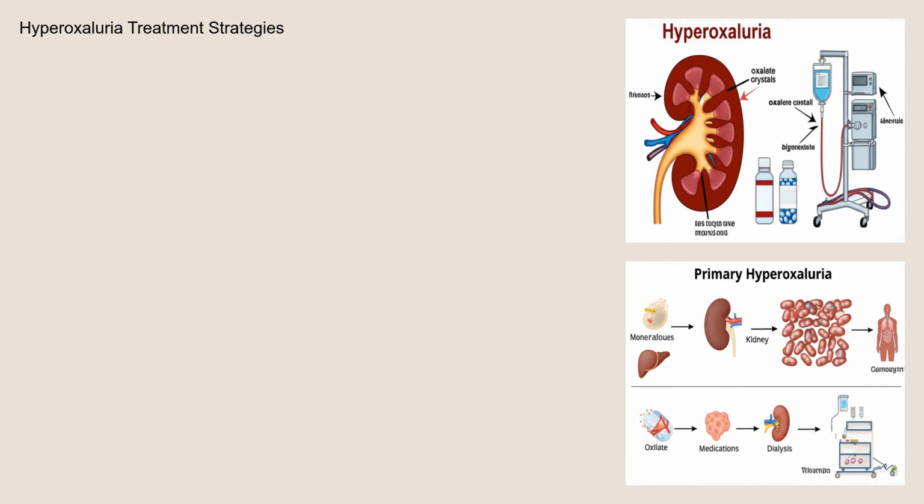Treatment for hyperoxaluria aims to reduce oxalate production and prevent kidney damage. For primary hyperoxaluria, treatments may include high fluid intake, medications like pyridoxine, or vitamin B6, to reduce oxalate production, and phosphate and citrate supplementation to inhibit calcium oxalate crystal formation. In severe cases, kidney transplantation or liver transplantation for primary hyperoxaluria may be necessary. For secondary hyperoxaluria, addressing the underlying cause, such as dietary modifications or treating intestinal disorders, is key. Dialysis may be needed to manage kidney failure.